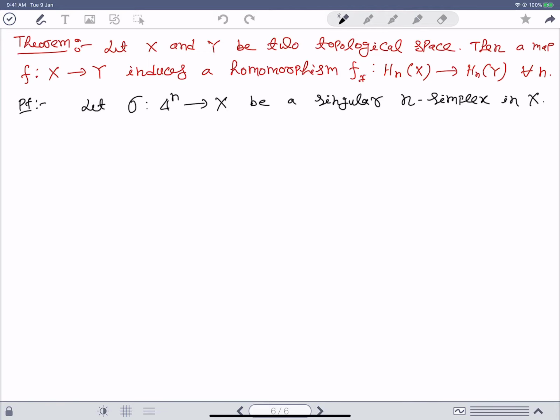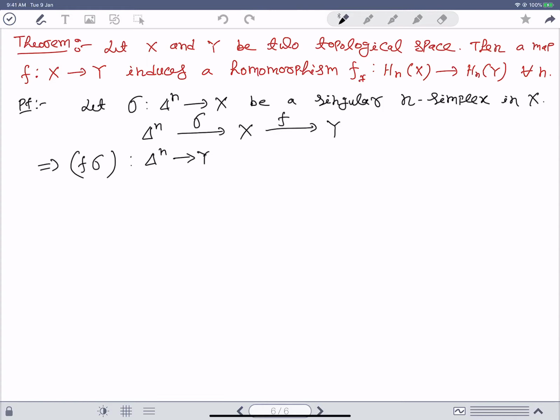That means sigma is a continuous function from delta n to X. So we have delta n to X, then Y. This is my sigma, right? And this is the function f. So sigma and f both are continuous functions. Now that implies if you compose these two continuous functions, then you will have f sigma. This is a function from delta n to Y. The composition of two continuous functions is continuous, so this is a continuous function.